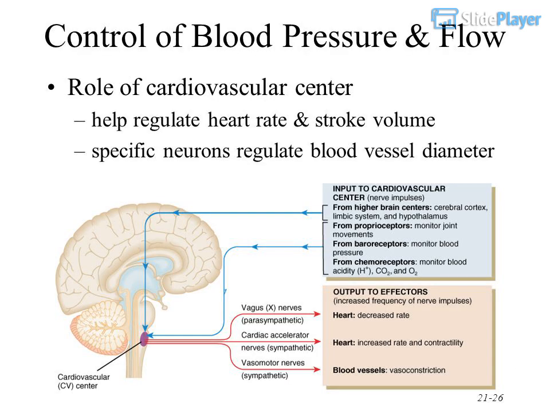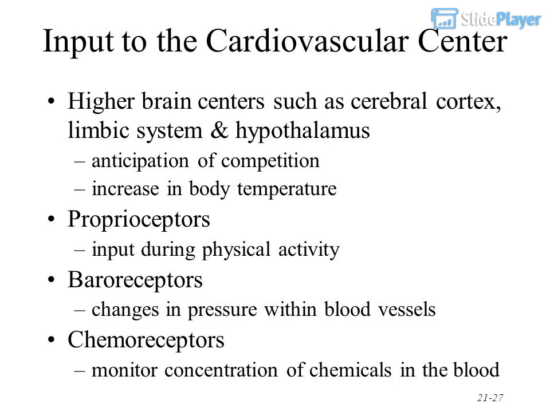Control of blood pressure and flow. Role of the cardiovascular center: it helps regulate heart rate and stroke volume, and specific neurons regulate blood vessel diameter. Input to the cardiovascular center comes from higher brain centers such as the cerebral cortex, limbic system and hypothalamus.